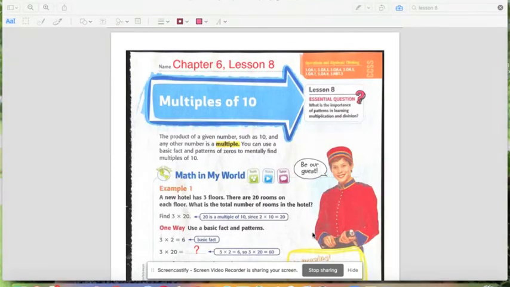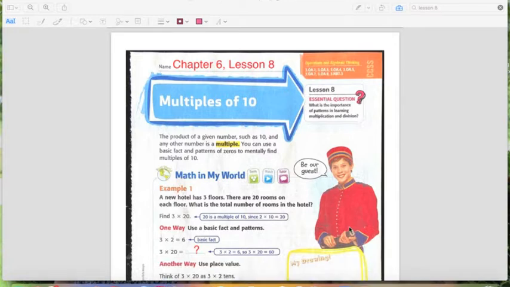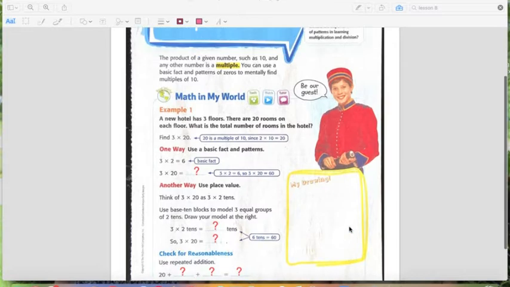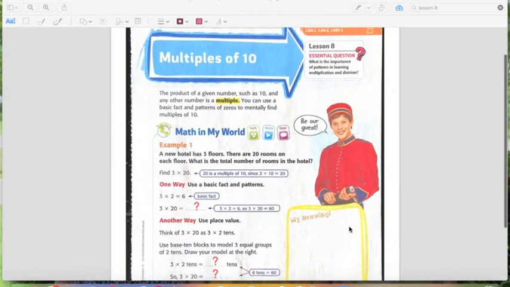All right, let's start working on the workbook pages for 339 and 340. This is what the first page looks like. And again, this is about multiplying a factor of 10 to another factor. So, multiplication with factors of 10.